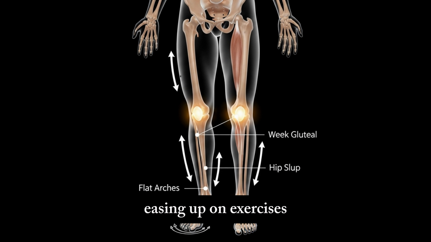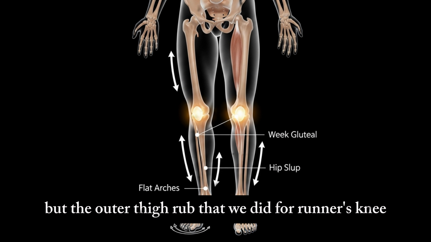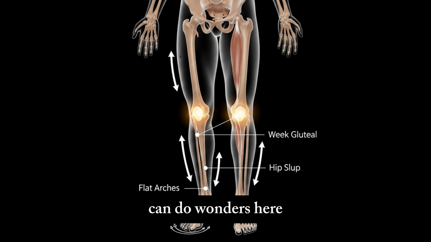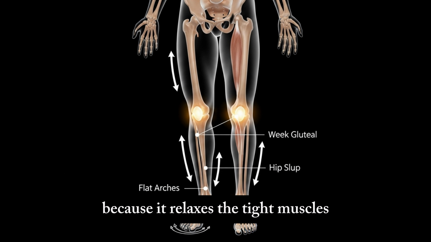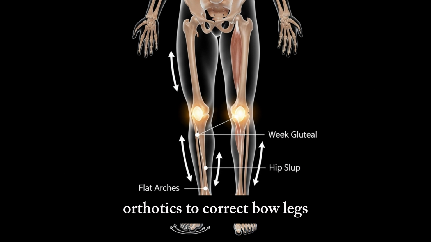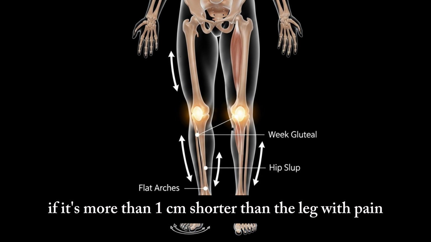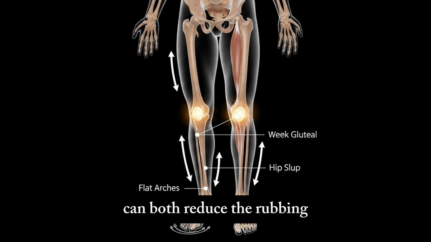Easing up on exercises like running and cycling can help, and icing the area, but the outer thigh rub that we did for runner's knee can do wonders here because it relaxes the tight muscles that are rubbing on the outer part of the knee. Orthotics to correct bow legs or putting a heel lift under the other leg if it's more than 1 centimeter shorter than the leg with pain can both reduce the rubbing.